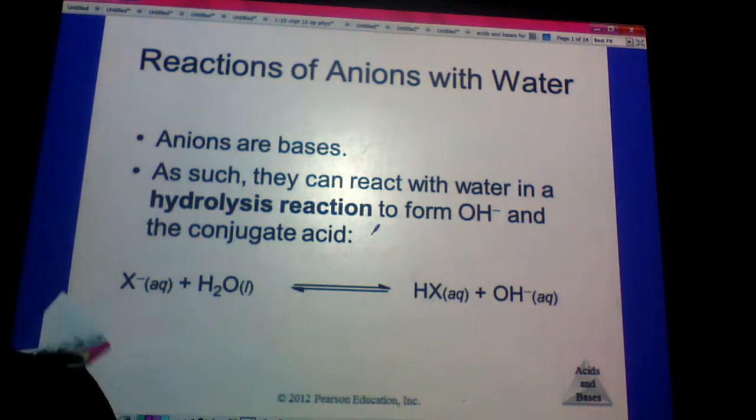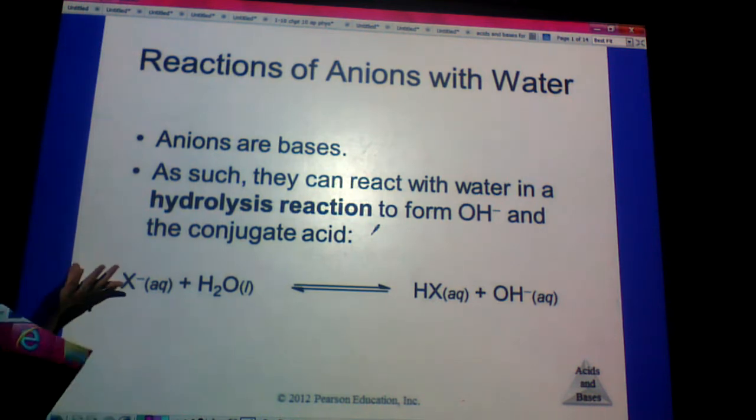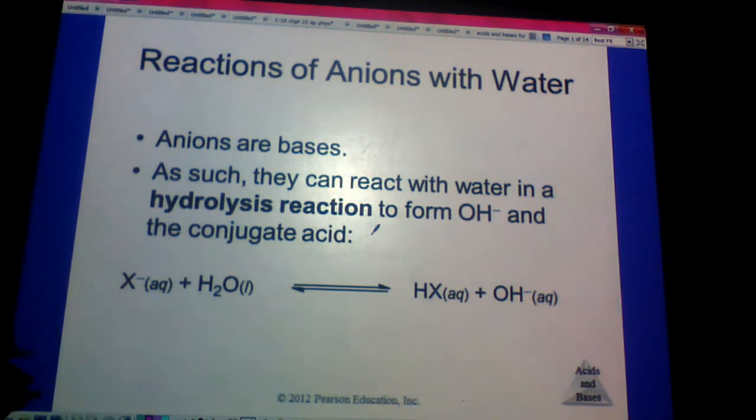Hi, everybody. So we are going to finish up chapter 16 with the remaining slides, which is a little bit about talking about anions acting as bases, hydrolysis, and really thinking about different salts and when they're dissolved in water and whether or not we can assume if they would be acidic or if they would be more basic. So if we have a reaction with an anion with water, anions are going to give us a base, so we're going to get more of a basic solution.